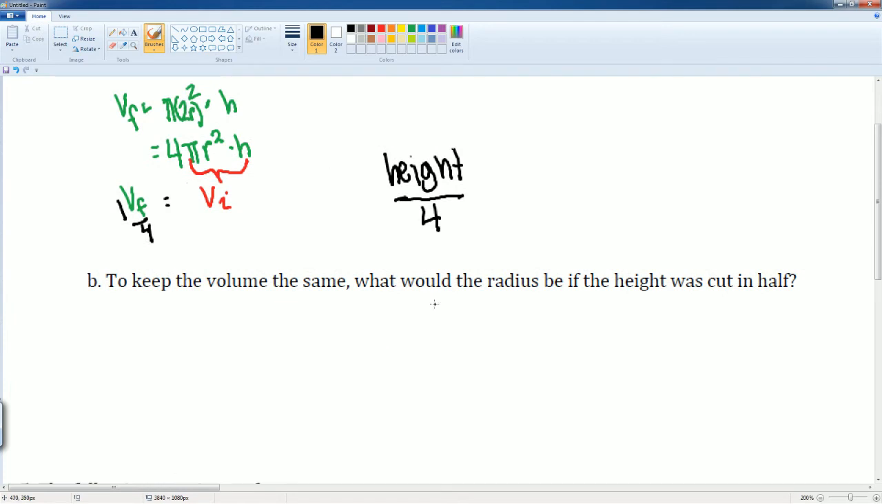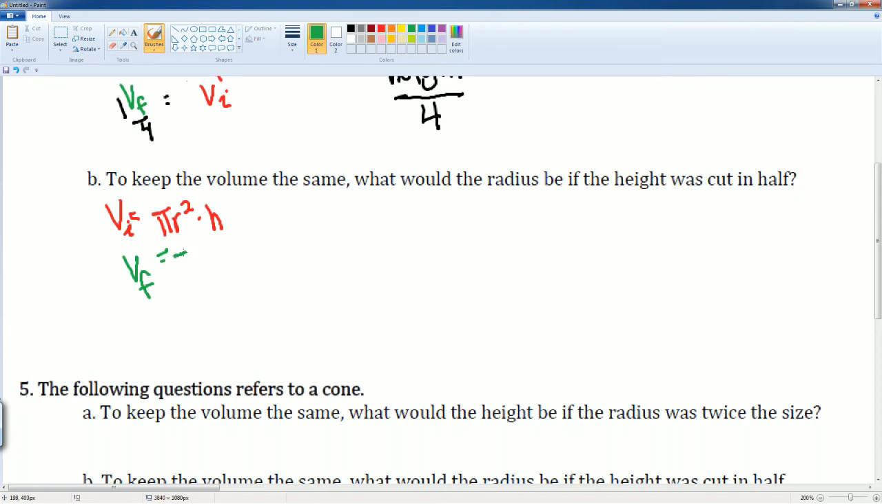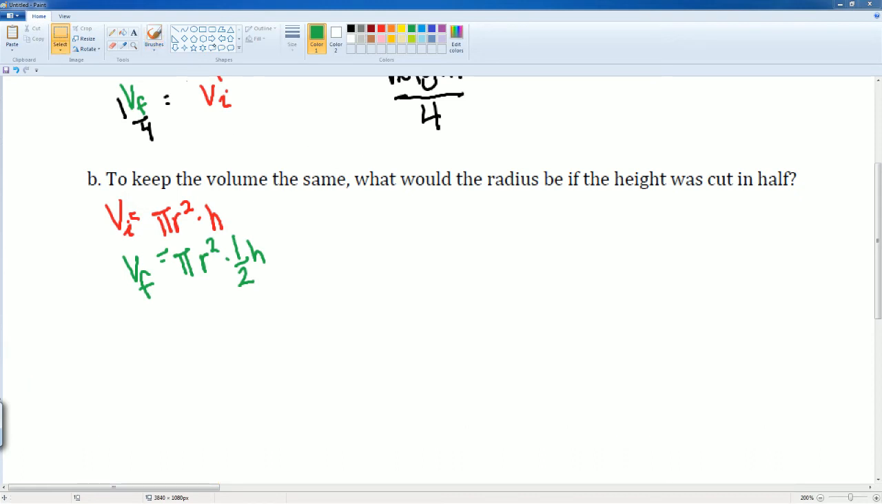Next problem. What would the radius be if the height was cut in half? Same process as before. So let me just grab this equation. And we know that our final volume, which is going to be VF, is going to be pi r squared, but the height is now going to be multiplied by 1/2. Let me give you some room. I'm just going to move that 1/2 in front, leaving you with pi r squared times height. But again, this is just VI.